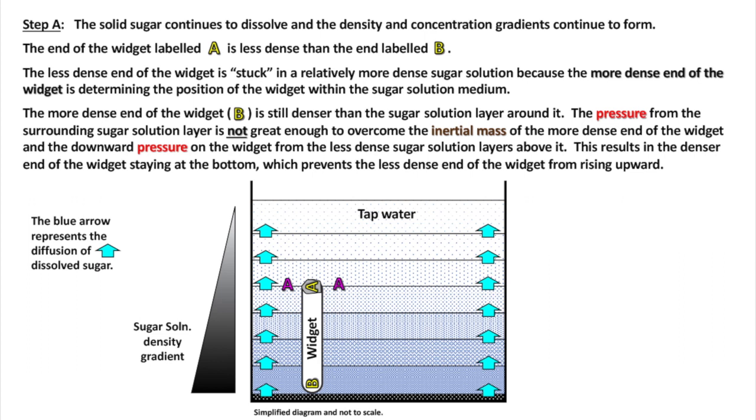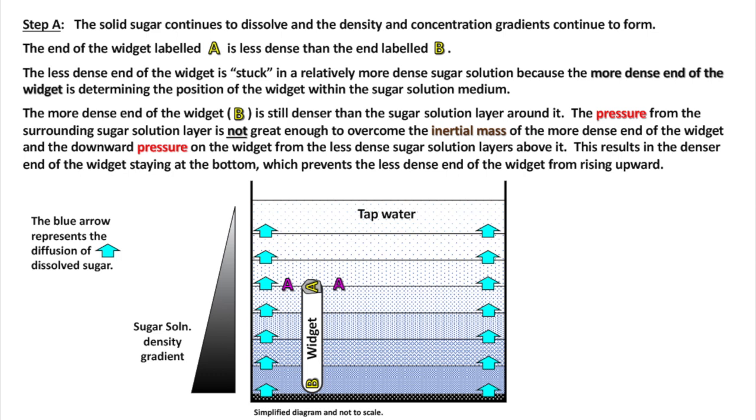Step A. The solid sugar continues to dissolve and the density and concentration gradients continue to form. The end of the widget labeled A is less dense than the end labeled B. The less dense end of the widget is stuck in a relatively more dense sugar solution because the more dense end of the widget is determining the position of the widget with the sugar solution medium. The more dense end of the widget, B, is still denser than the sugar solution layer around it.